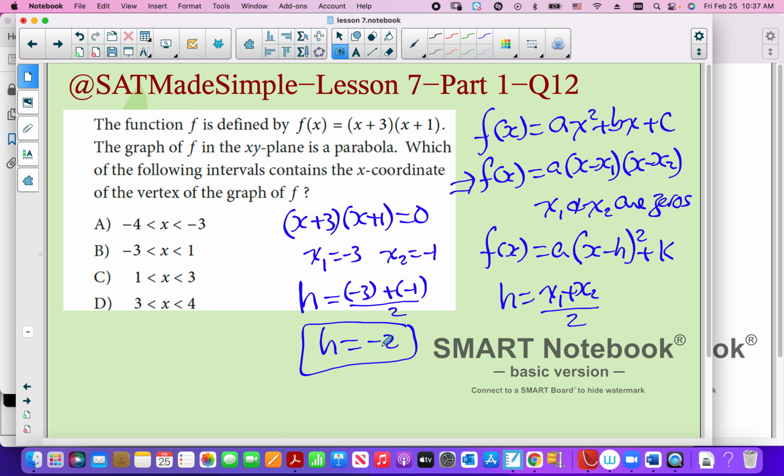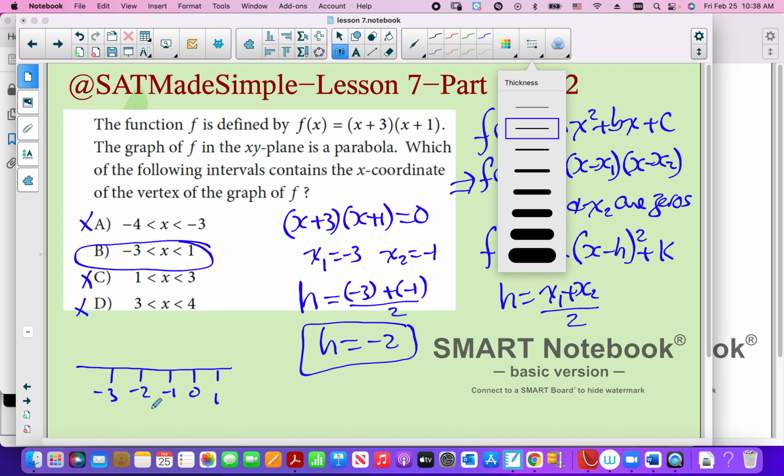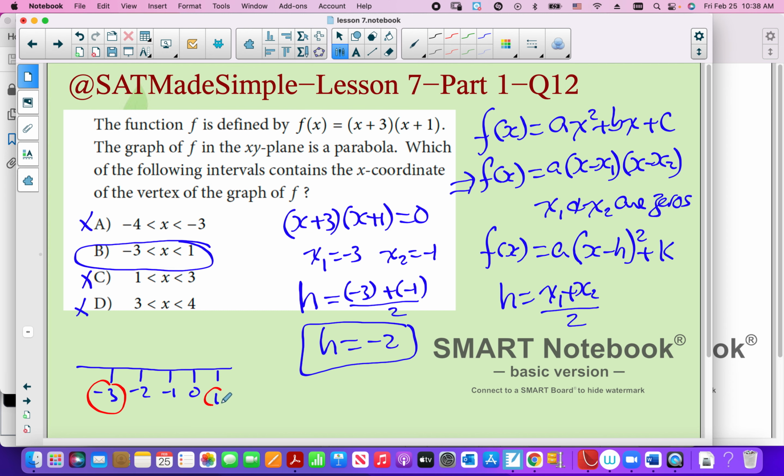Minus 2 belongs to which inequality? Definitely it is not A, not C, not D, so the correct answer is B. Minus 2 is between minus 3 and 1. If you look at the number line, that is minus 3, that is minus 2, that is minus 1, that is 0, and that is 1. So minus 2 is bounded by these two numbers, minus 3 and 1. So it is minus 2.